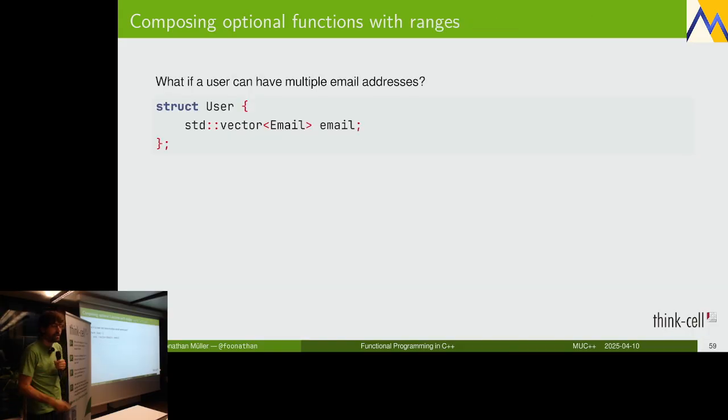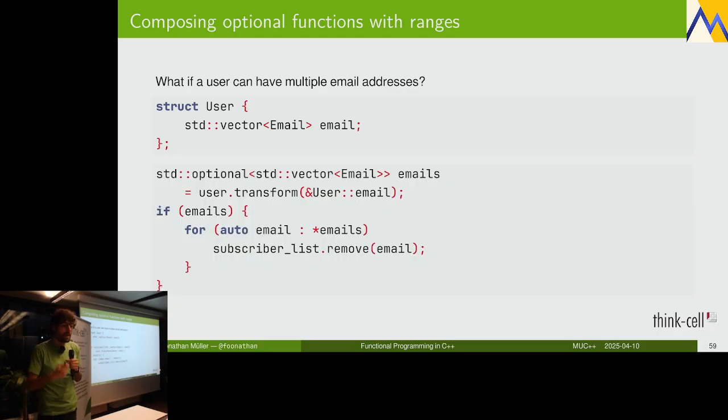Now, what if a user can have multiple email addresses and we want to remove them all? Well, now if we call transform, we get an optional of a vector of emails. And to unpack those, we need an if with a for loop. And again, this is some sort of annoying nesting because we don't really distinguish between an optional that is empty or an optional that contains an empty vector. This is sort of the same case. In either case, we have 0 email addresses that we want to remove. So we want to get rid of this nesting.